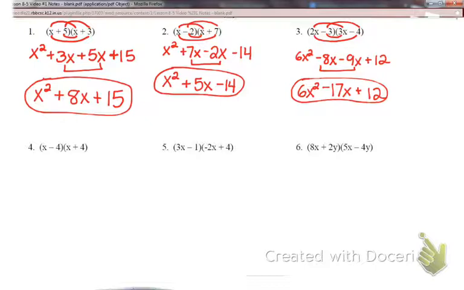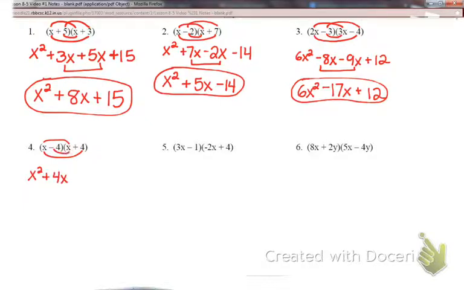Alright, hopefully you paused the video and you are ready to check your work. Here with number 4, it's going to be a special one. You'll see what happens. But we're still going to follow our FOIL method. So firsts gives me x squared. Outside gives me 4x. That one's positive.